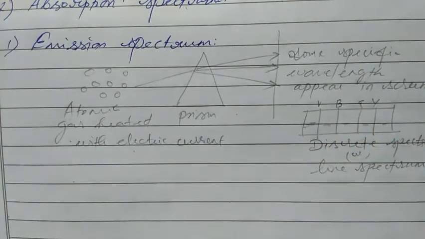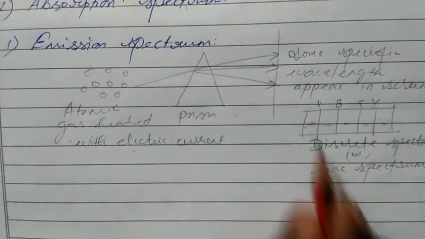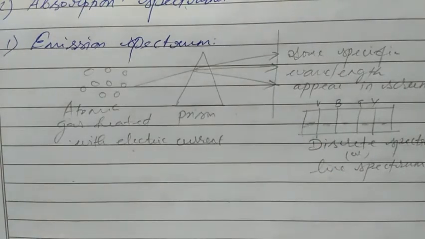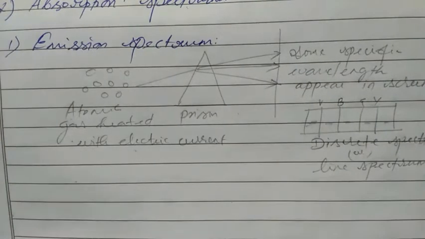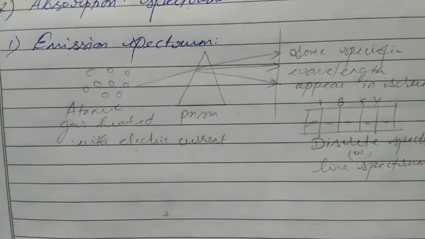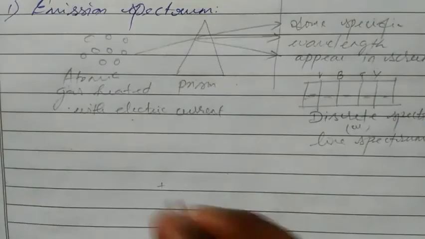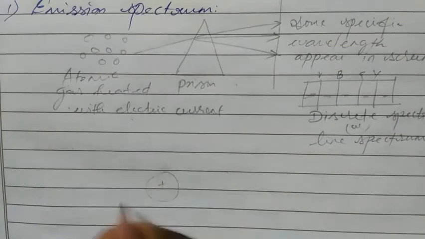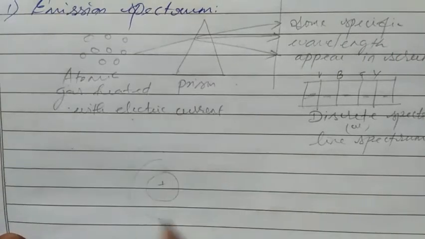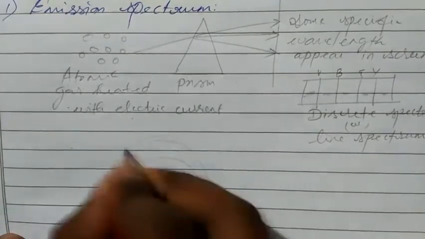Why do we have this kind of spectrum? Why do we have dark spaces here? What about the remaining colors? Let's see the explanation of emission spectrum. We have a positive charge. Around the positive charge we have orbitals, and electrons revolve in those orbitals.